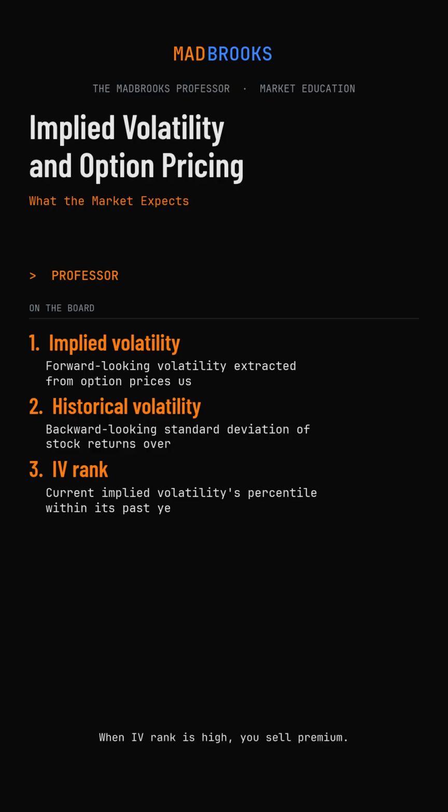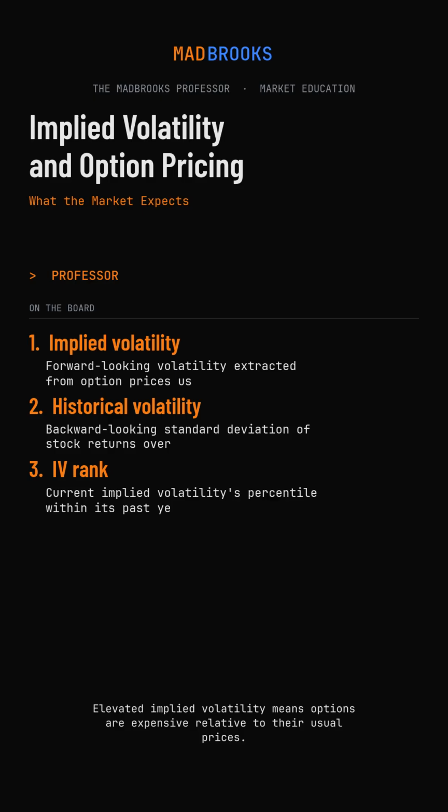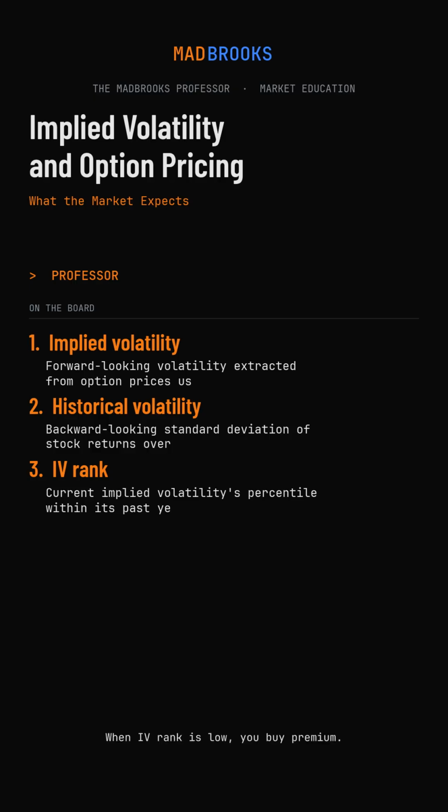When IV rank is high, you sell premium. Elevated implied volatility means options are expensive relative to their usual prices. Selling a covered call, a cash-secured put, an iron condor, anything that collects premium and profits from time decay becomes more attractive. You're getting paid more than normal to take on the same risk. If implied volatility drops back toward average, those options lose value even if the stock doesn't move, and you profit from the contraction.